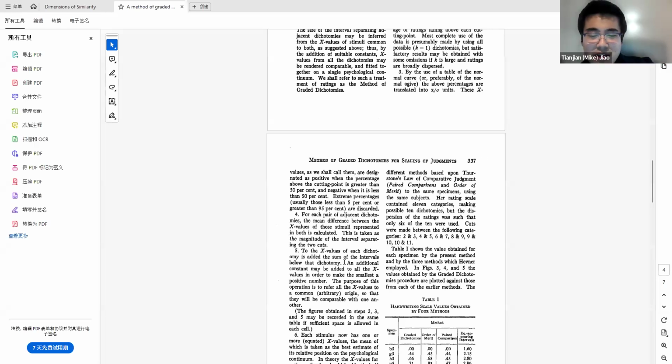I think it's mainly to prevent negative numbers, but in here they are creating negative numbers. So I'm not sure what's going on exactly. A common arbitrary origin so that they will be comparable with one another. So the purpose is to make it comparable by adding one constant. Seems to be the case, yes.